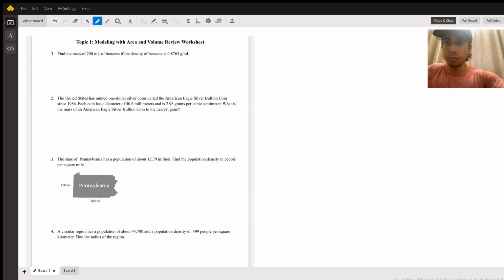All right, so this first one is pretty straightforward. We're just using that formula, density equals mass over volume. That should be a D, that's density. So we can just do direct substitution here. Our density is 0.8765, mass is what we are solving for, and the volume is going to be 250 milliliters. One step: multiply that 250 to the other side, and that is going to get you the answer.